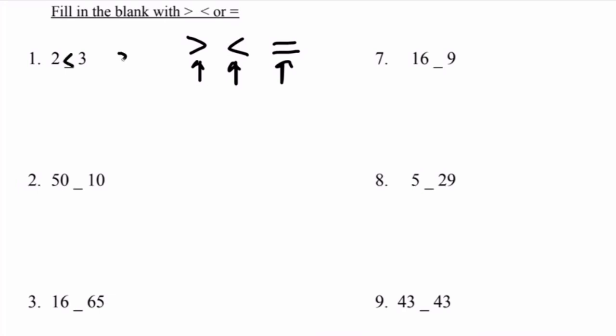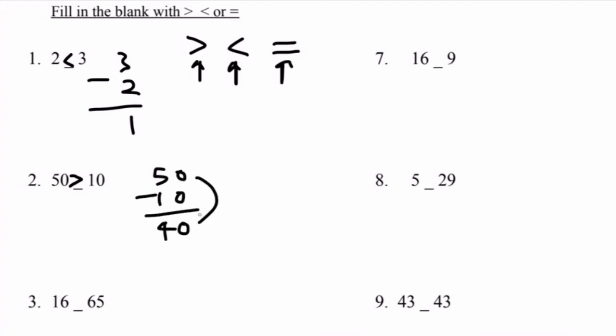How can we double check? 3 minus 2 equals 1. 3 is 1 unit greater than 2, therefore 2 is less than 3. Number 2, 50 and 10. We obviously know that 50 is greater than 10, therefore we put the greater than sign. 50 minus 10 equals 40, therefore 50 is 40 units greater than 10, therefore we use the greater than sign for number 2.